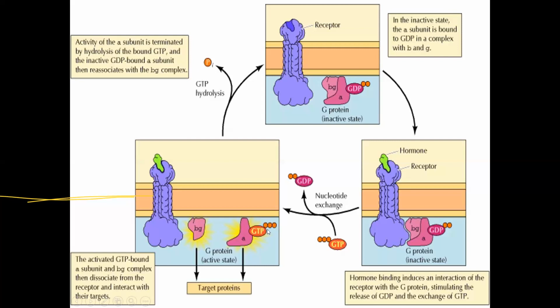After that, the GTP bound to the activated alpha subunit will be hydrolyzed. And when GTP is hydrolyzed, there is a GDP. So this GDP binds to the alpha subunit, leading to the inactivation of the alpha subunit, and they go back to the resting state.